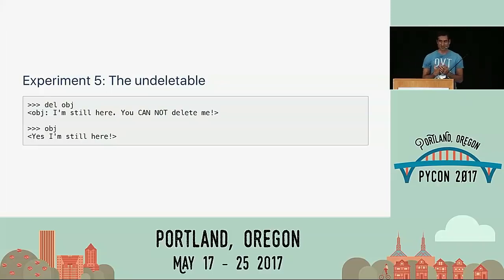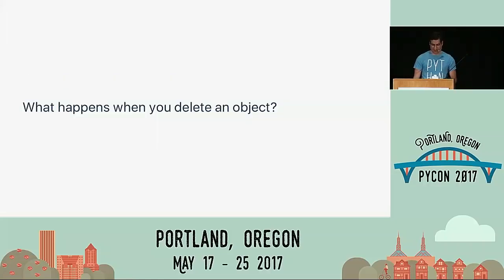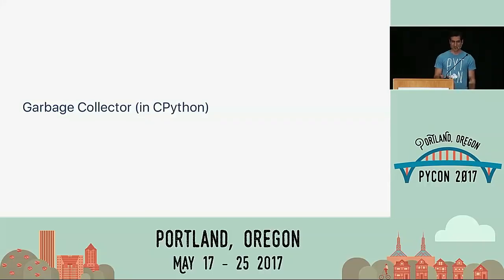But in order to be able to create this object, we need to understand how delete works in Python. What happens when you delete an object? And in order to understand this, you need to understand the garbage collector. Python has different implementations. We are specifically talking about CPython. In each implementation, the garbage collector is different. In CPython, it works by doing reference counting, and we're going to see how it works exactly with some examples.